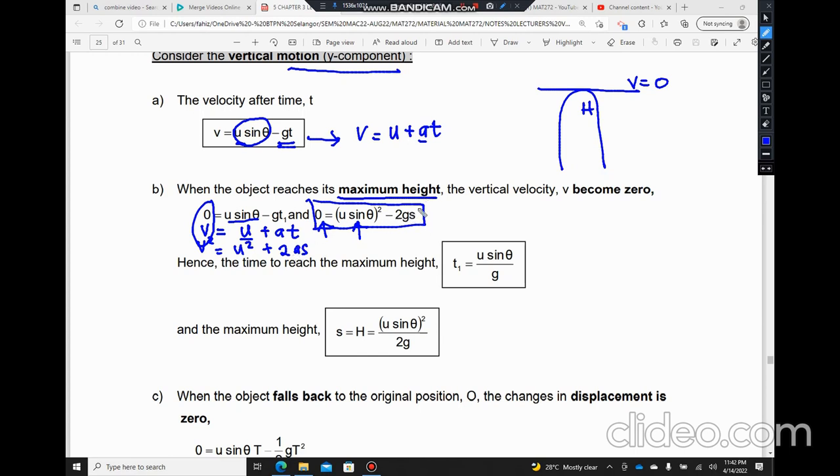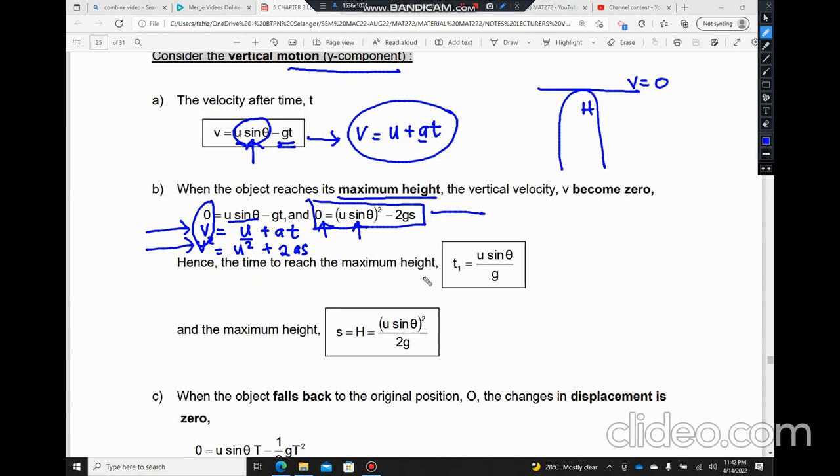So sebenarnya formula ni dia dapat daripada yang basic dua ni. Formula 1 dia dapat daripada yang ni. Cumanya U nanti awak just tukar pada U sin theta, and then A tukar pada negatif G. Maksudnya tak perlu hafal banyak formula, just ingat yang basic, and then just change, tukar based on case yang sesuai dengan problem kita.